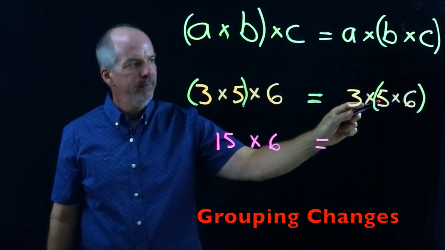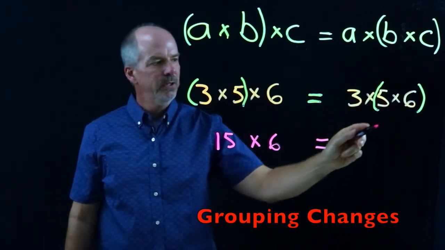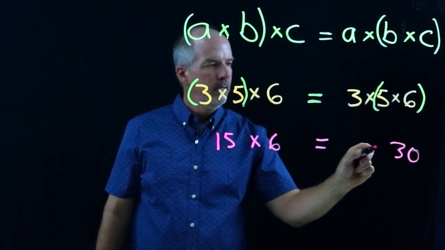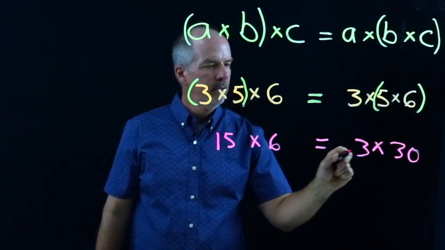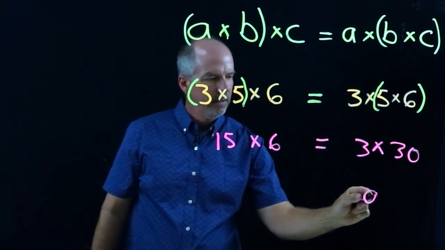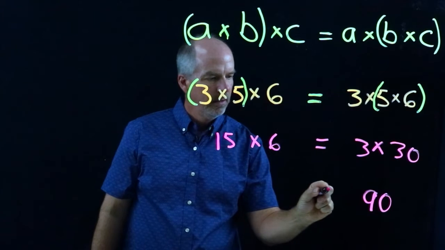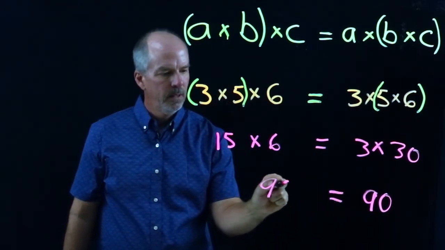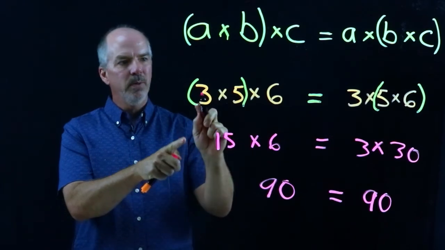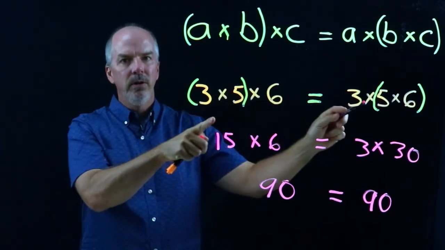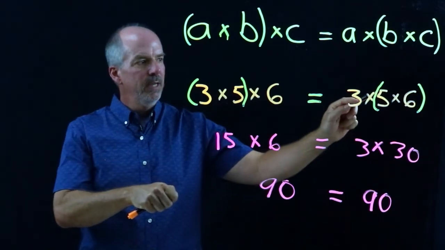In this case, we have 5 times 6 first, which is 30, and that's times 3. All right, 3 times 30 is 90, and 15 times 6 is 90. The associative property allows us to move the parentheses or regroup as long as our order stays the same.